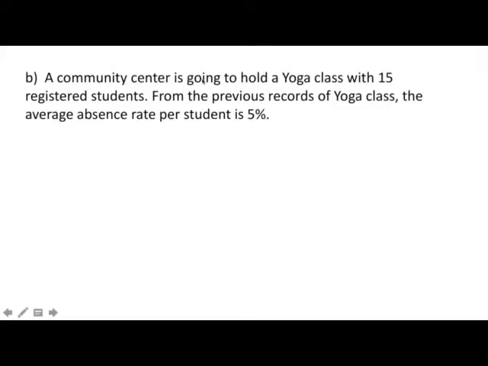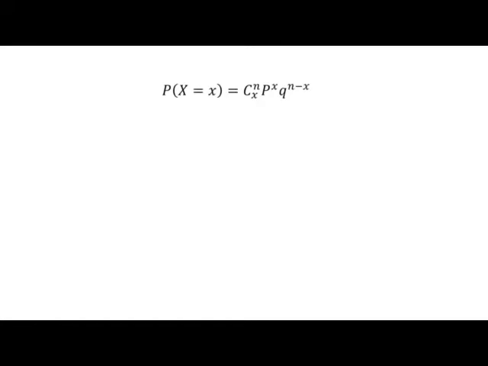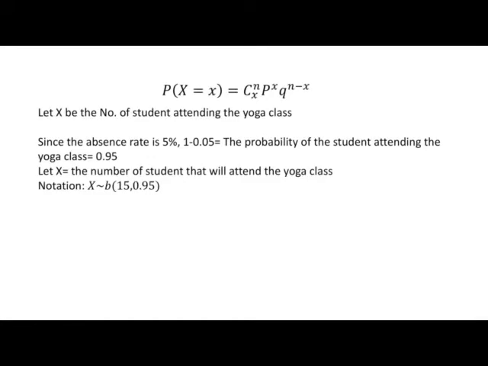A community center is going to hold a yoga class with 15 registered students. From the previous records of yoga class, the average absence rate per student is 5%. Calculate the probability that at most 13 students will attend the yoga class. Then we'll use binomial distribution, as the question meets all the 4 requirements for binomial distribution. And this is the formula. So we let x be the number of students attending the yoga class. And since the absence rate is 5%, 1 minus 5% would be the probability of the student attending the yoga class, which is 0.95.